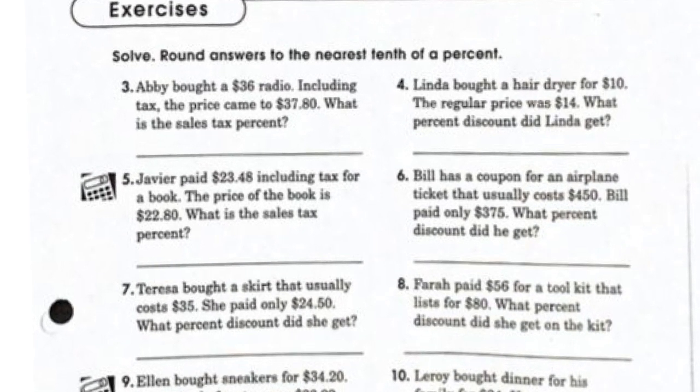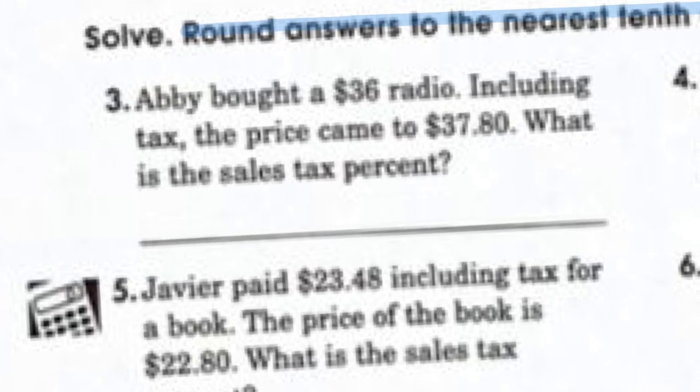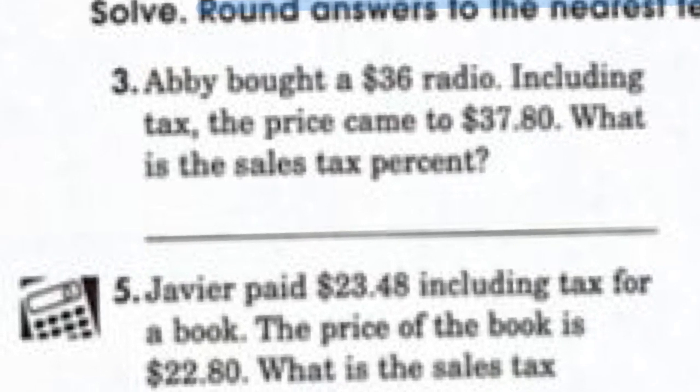Now, on this part here, it says to round answers to the nearest 1/10 of a percent. That's 1 decimal place. So make sure you are going to be very careful about doing that. I'm going to make this big so I have plenty of room to write. So it says Abby bought a radio for $36, including tax. The price came to $37.80. What is the sales tax percent?